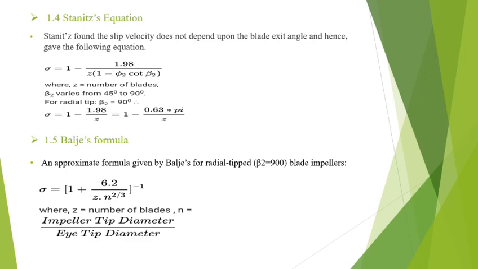After that we discuss Balje's formula. An approximate formula given by Balje for a radial tip, beta 2 equal to 90 degrees, blade impeller: sigma is equal to 1 plus (6.2 by z)... raised to 2 by 3, bracket close, minus 1, where z is equal to the number of blades and D is the impeller tip diameter.